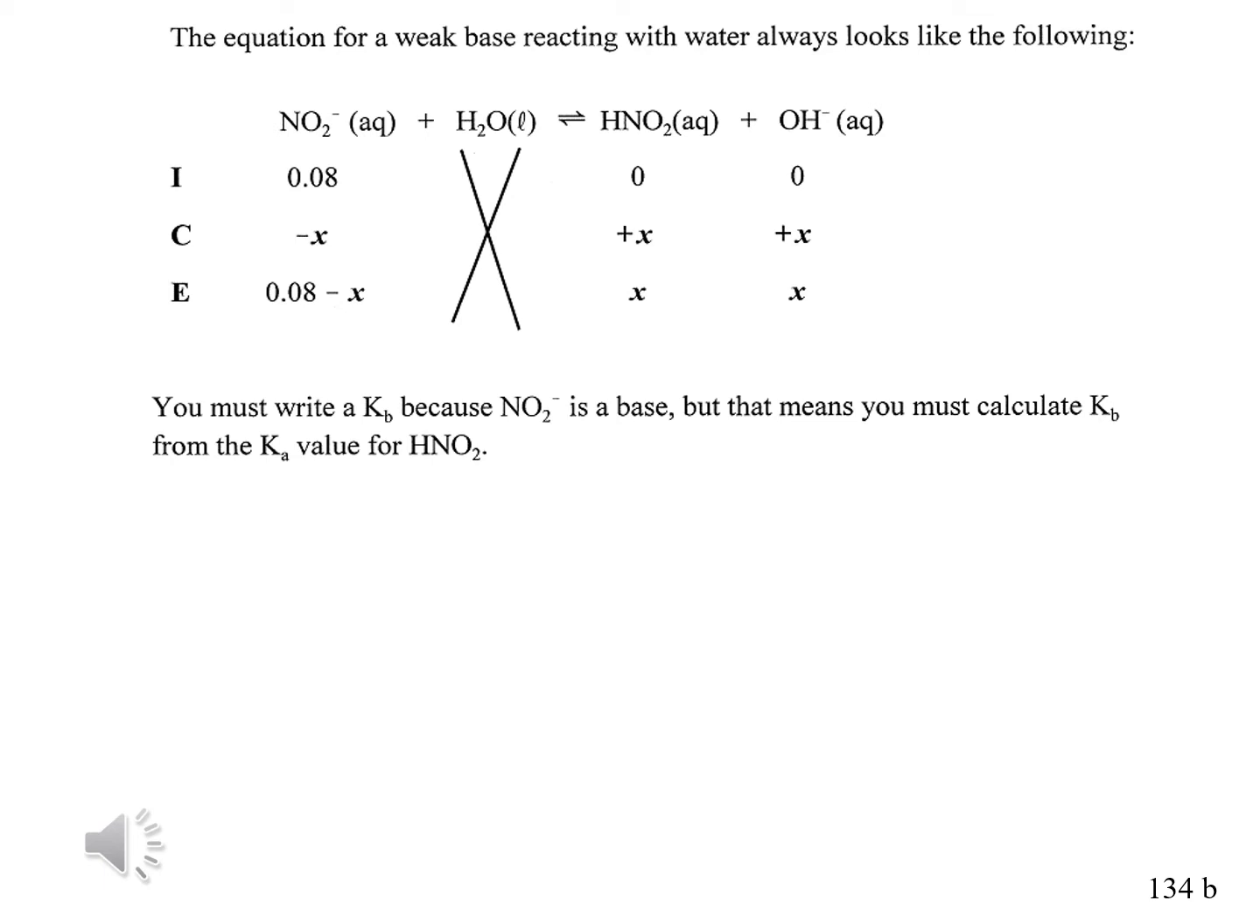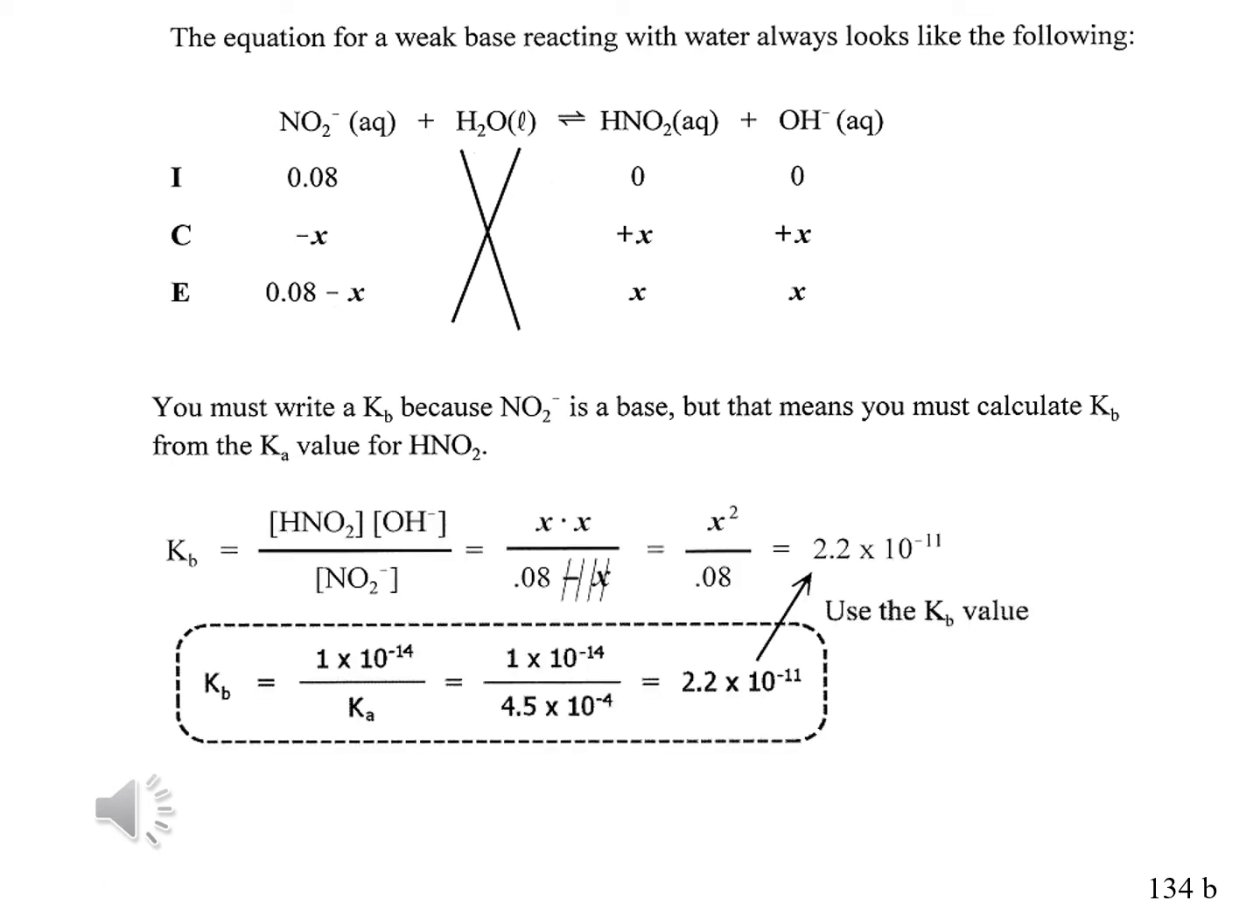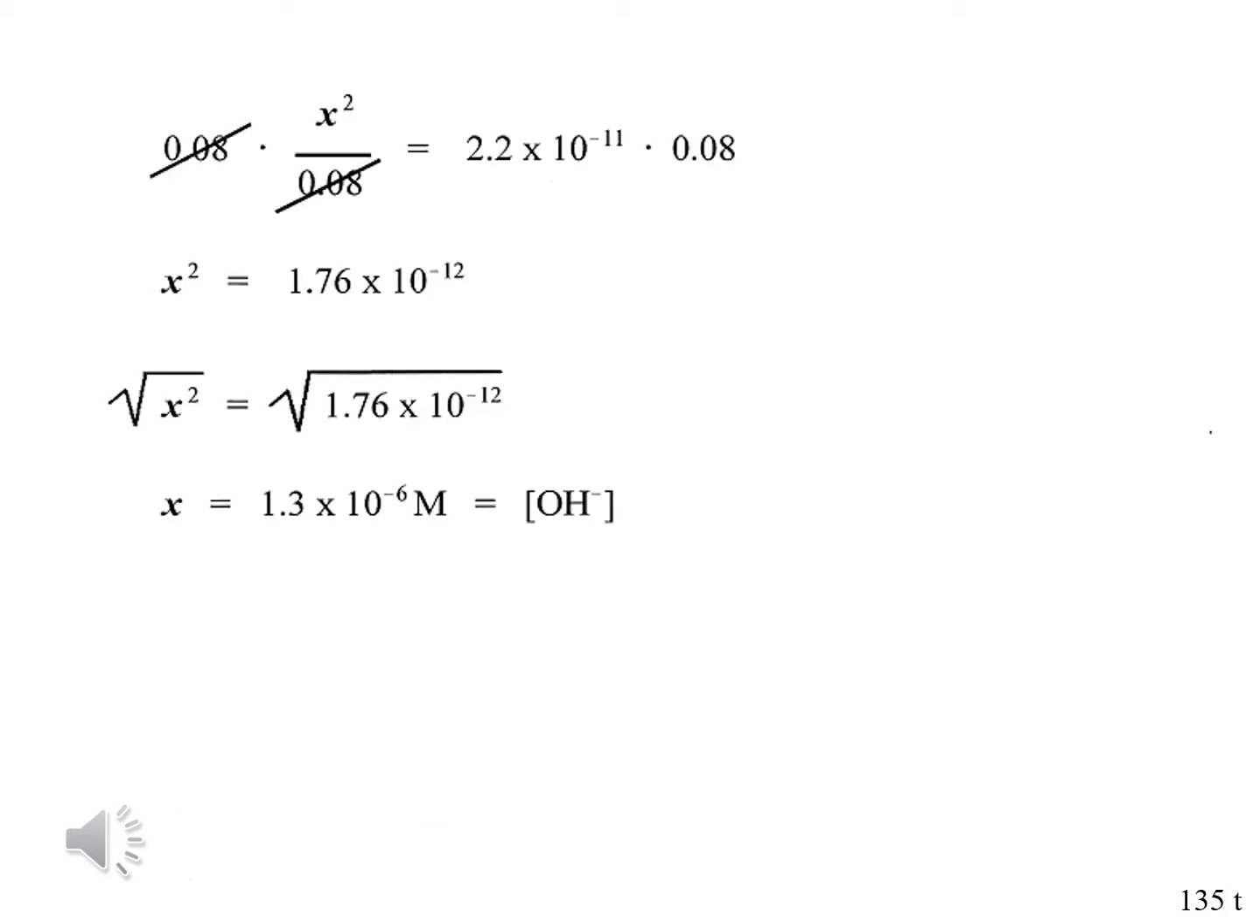If you write the ICE table, it looks just like they did last time. The thing is, because this is a base, you have to write a Kb and not a Ka. The way I showed how to do that last time, I always put this in that dashed box. You have to take 1 times 10 to the minus 14 divided by the Ka in order to get the Kb, and that's what you set the fraction equal to. So if you want to solve that equation, you do it the same way as always. Multiply both sides, take the square root, and you get x.